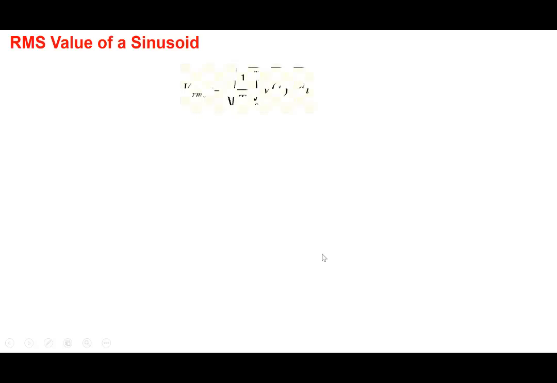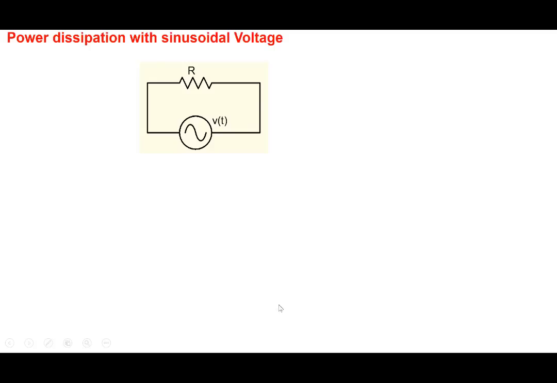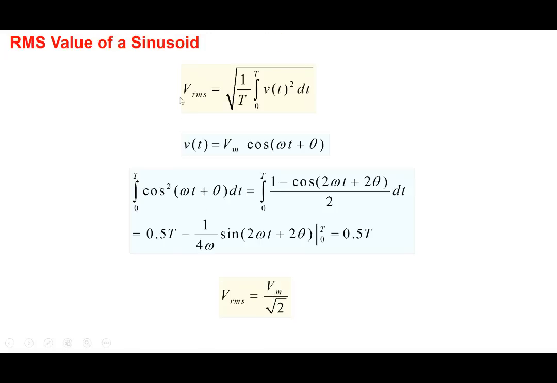Let's apply it to a sinusoid. Our signal is v(t) equal to Vm cos(omega t plus theta). So you plug it in, and of course it's simple trigonometry, simple algebra, so we will not go through that. You can verify that VRMS is equal to the amplitude divided by square root 2. Therefore, VRMS of any sinusoidal signal will be the amplitude divided by square root 2.